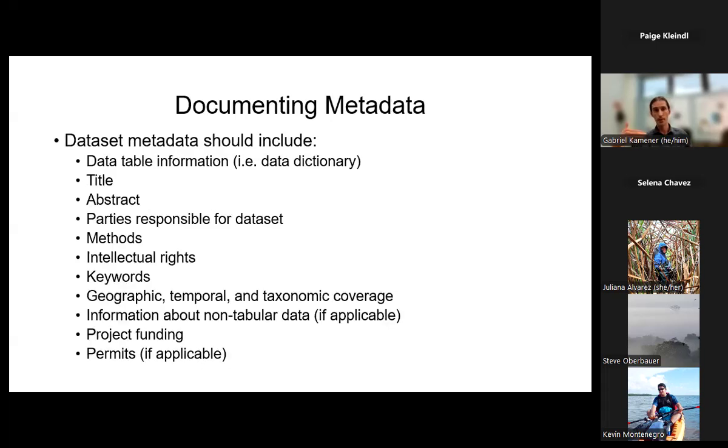And so there's a general list of common things that you want to document metadata-wise. Data set metadata should include data table information, also called a data dictionary, the title of your data set, a data set abstract, which differs from a manuscript abstract, parties responsible for the data set, methods, intellectual rights, keywords, geographic, temporal, and taxonomic coverage, information about non-tabular data, if applicable, project funding, and finally permits, if applicable. Often researchers are going out into the Everglades National Park, and so there's national park permits that are applicable to a lot of those data sets.